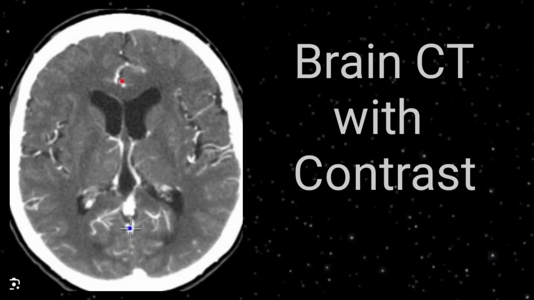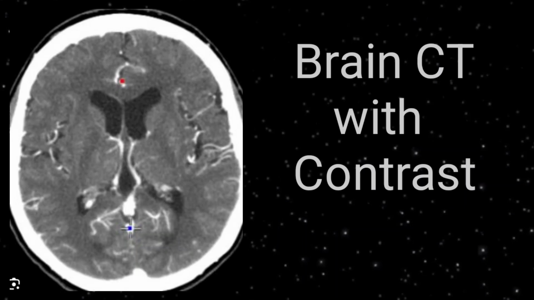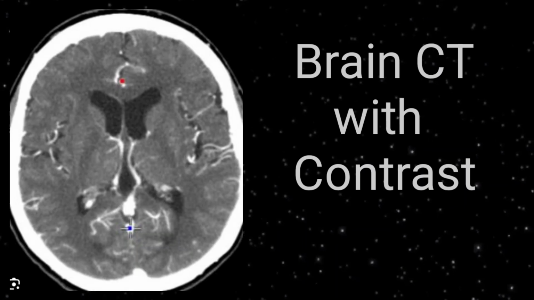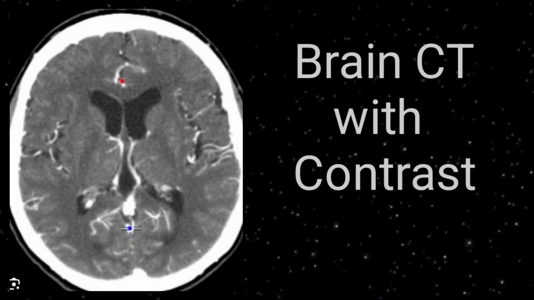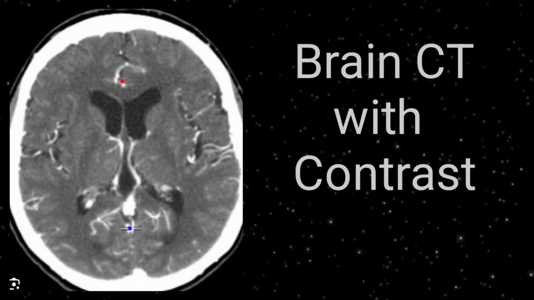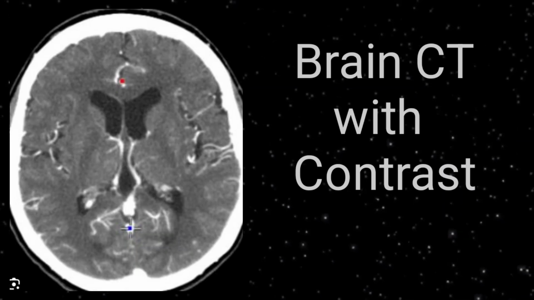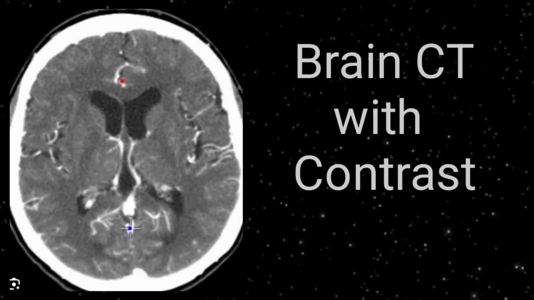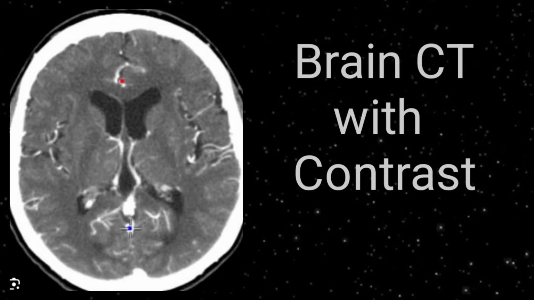This image is a brain CT with contrast, and the main purpose of a contrast brain CT is to detect inflammation, trauma, tumor, or any leakage or destruction of the blood brain barrier. If there is enhancement, it means that the blood brain barrier has been broken for some reason.